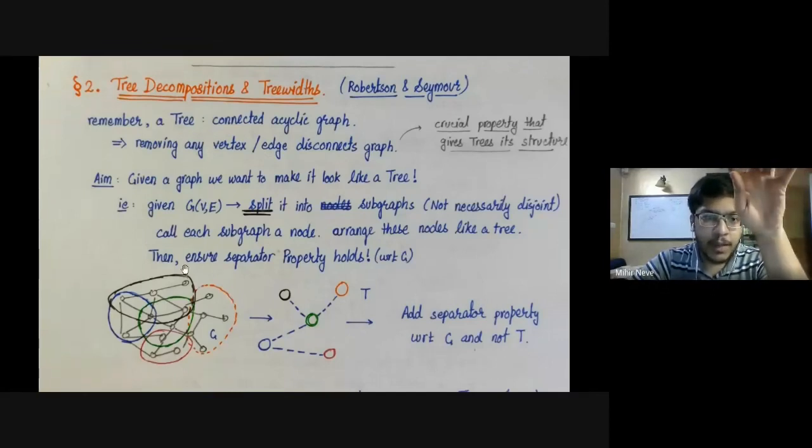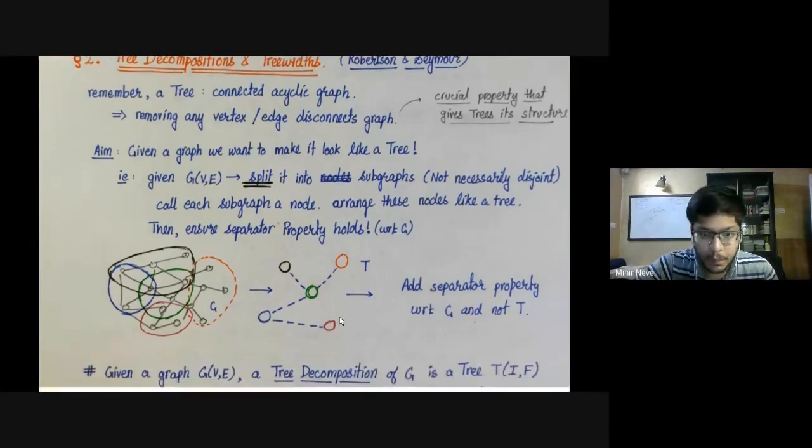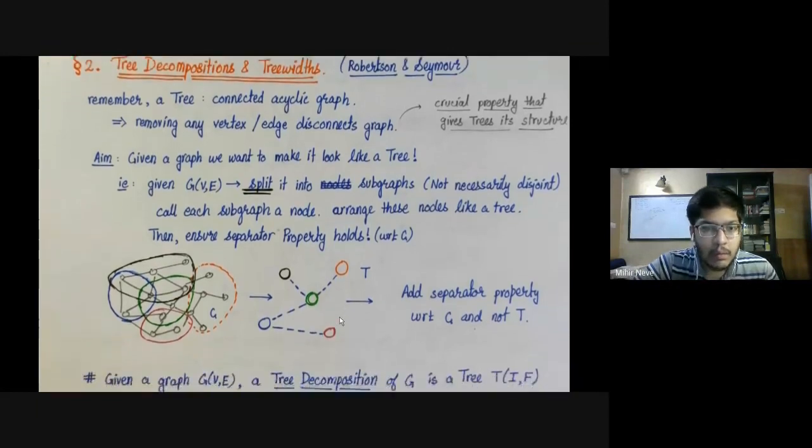So step one would be: you are given a graph, you split it into subgraphs, not necessarily disjoint, but they should cover the entire graph. Then you form a tree out of these, and you form a tree in such a way that the separator property holds with respect to the original graph G and not only the graph T. Is everything fine till here? Okay. So this is what we'll do.